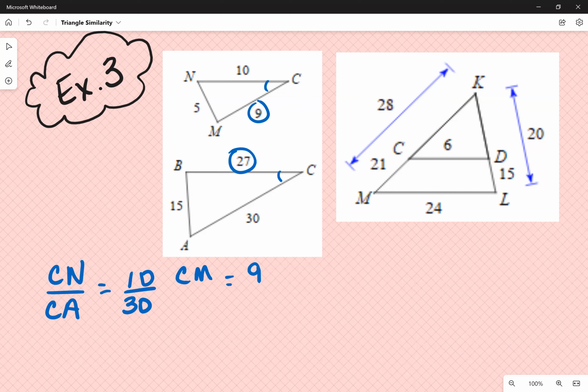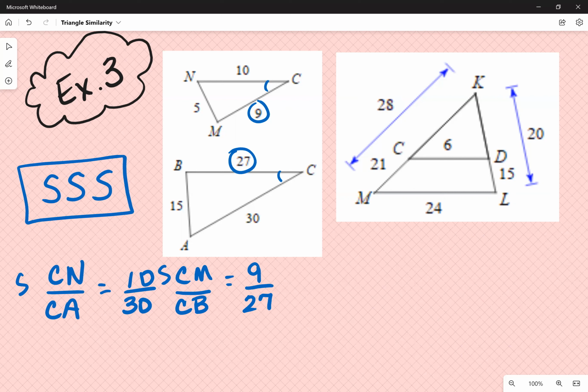Order matters. I started with the first triangle, so now I'm going to put that over the second triangle. I could have flipped it if that's what I wanted to do. All right, so the second one is going to be CB, and that's over 27. Well, this is just two sides. This is one side. This is another side. I need that third side in order to have a side, side, side similarity, which we already know that's what it's going to be.